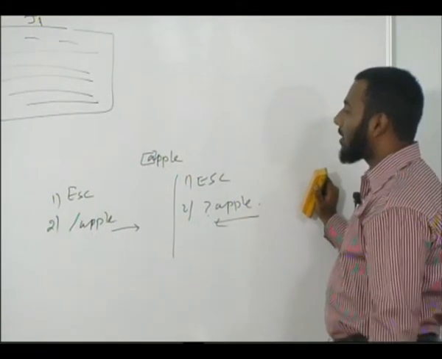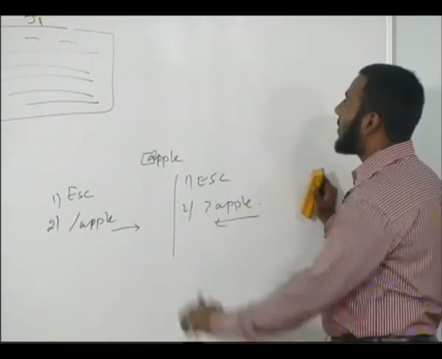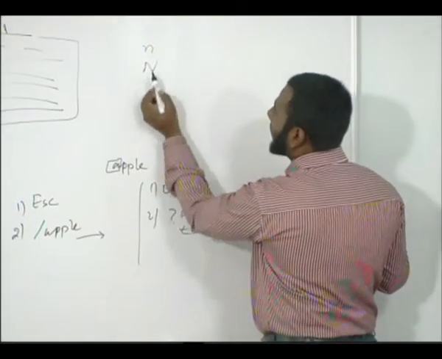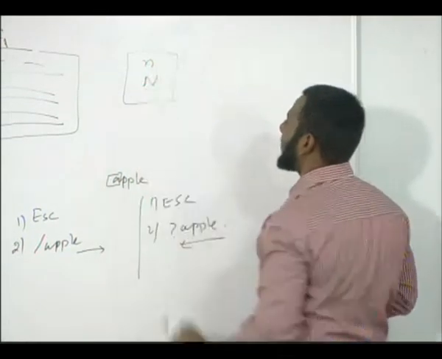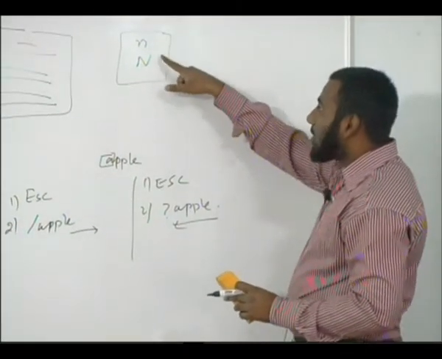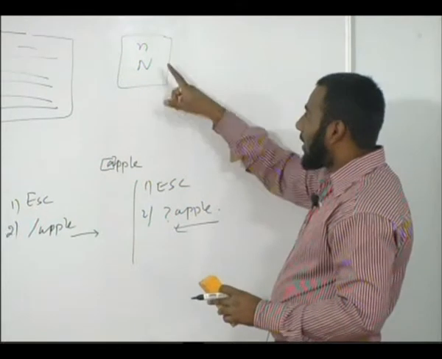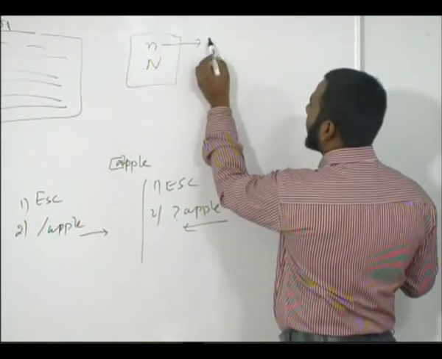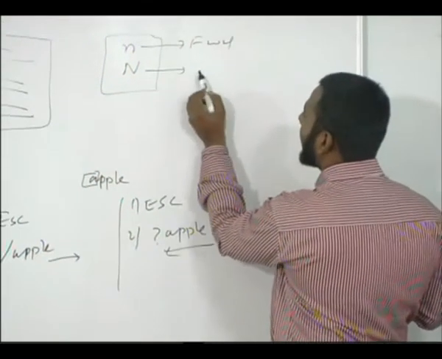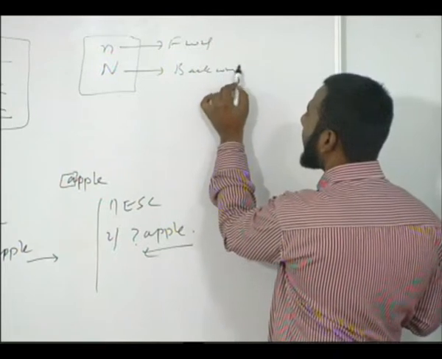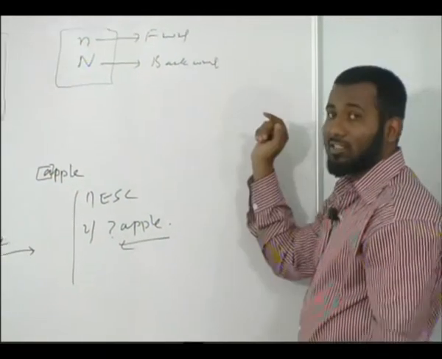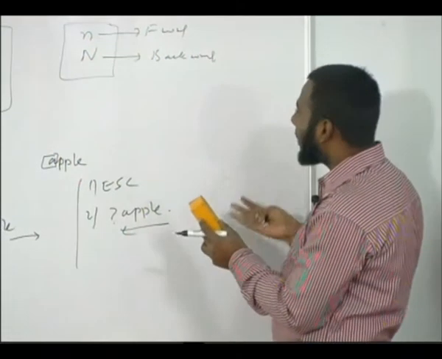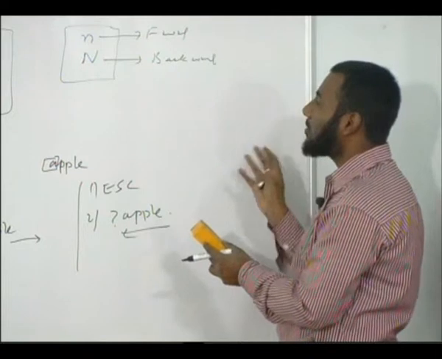How can I do that? To support that, we have a command in command mode: small n and capital N. Now this is very important to understand, and it is very confusing. Small n takes you in the forward direction, and capital N will take you in the backward direction. But these forward and backward directions are relative positions. They are not absolute directions. What do you mean by relative direction?